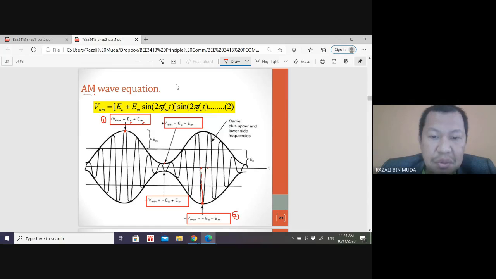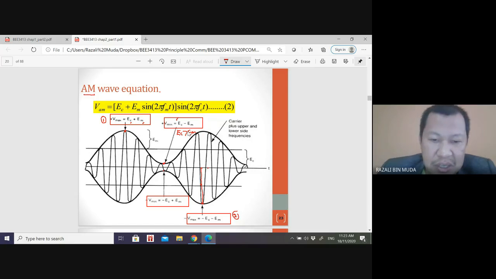The minimum positive value of the signal is EC minus EM, because we know that EC should be bigger than EM. So the difference is the minimum positive value. And vice versa, the minimum negative value is minus EC plus EM.